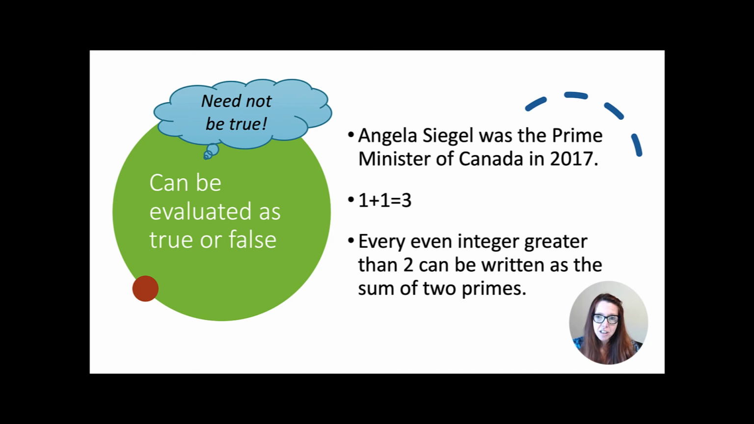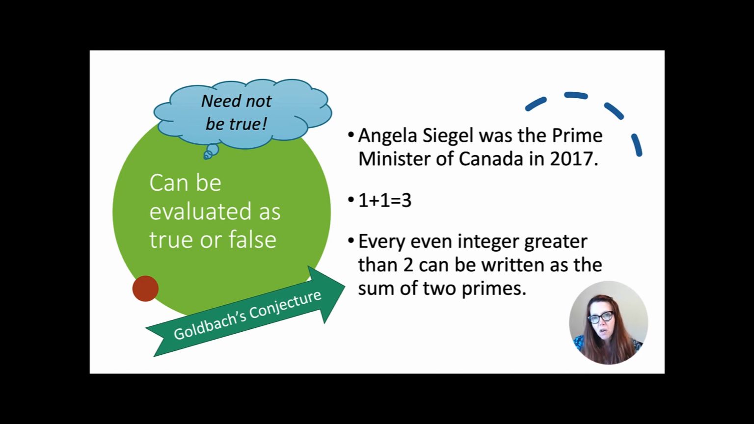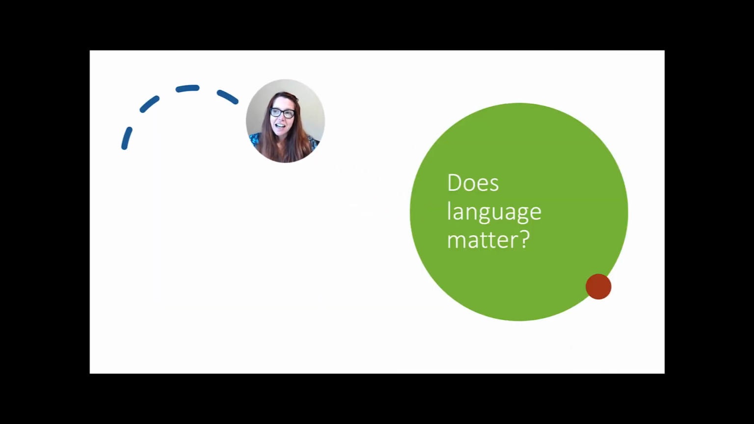Every even integer greater than 2 can be written as the sum of two primes. Here's a really interesting one that we'll come back to later. This is interesting because this is something called Goldbach's conjecture. And in fact, we don't know if this is true or false. And that's what makes this one special. It's still a proposition, and it absolutely is either true or false. However, we don't know.